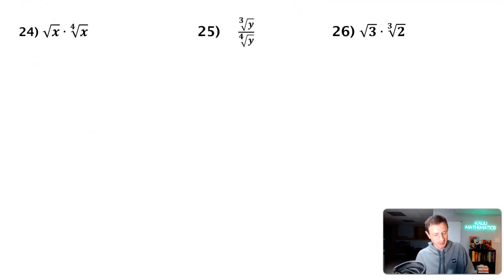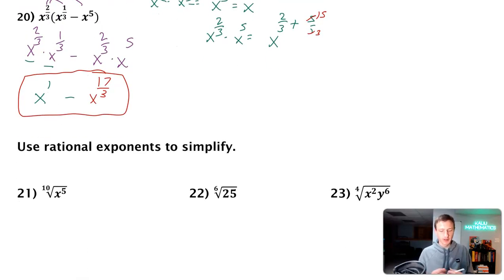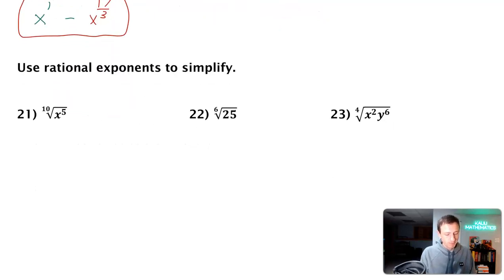Next set of examples here are just really applying all of the different rules and trying to work through some things almost like a puzzle. So in 21, we have the 10th root of x to the 5th. So we want to understand, what is this telling us? What is that index telling us about the fraction portion? So x to the 5th being underneath the 10th root, I can rewrite this as x to the 5 over 10.